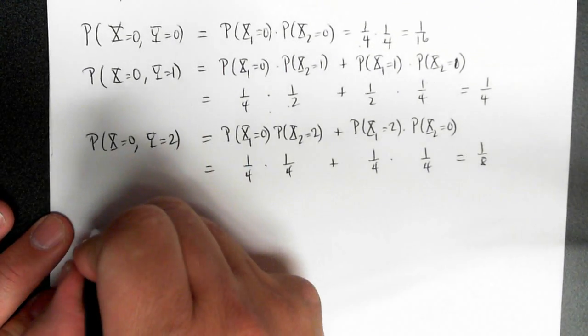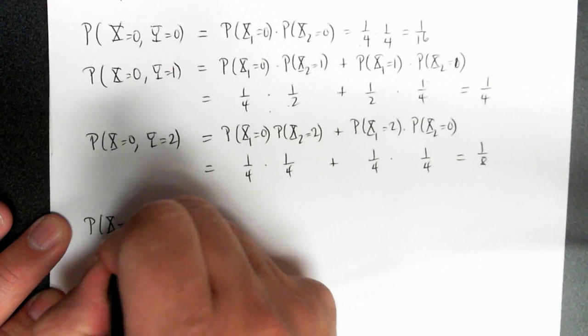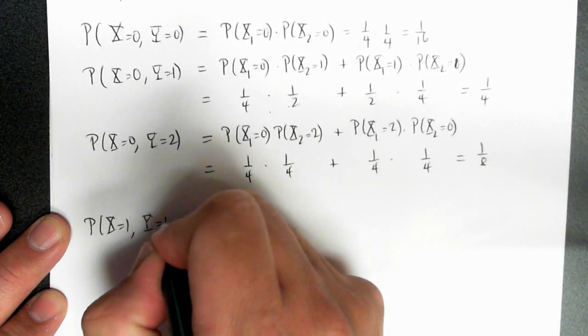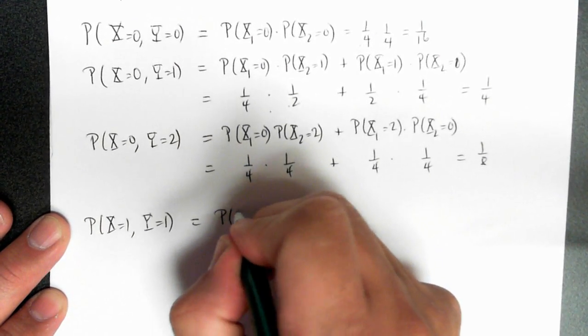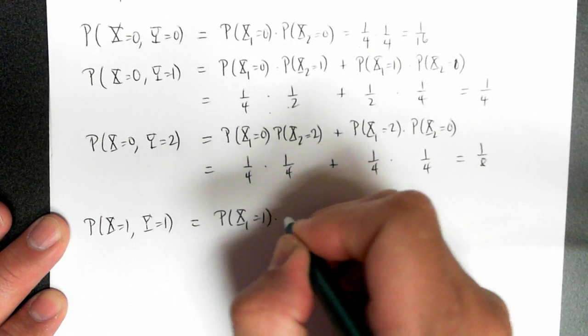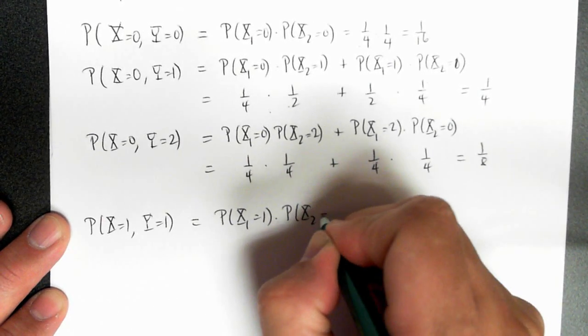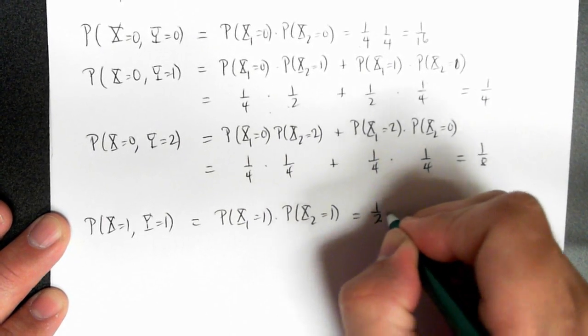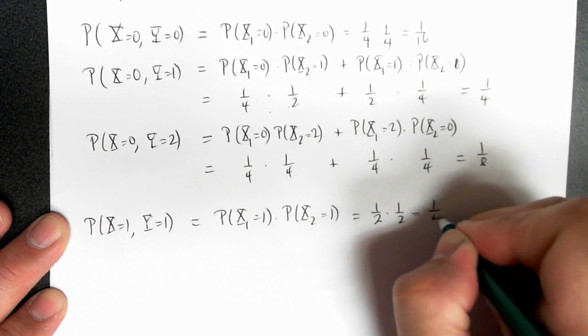Possibility number four is that the minimum is equal to 1 and the maximum is equal to 1, and that happens when there's one head on the penny as well as one head from the quarter. The chance of that happening is a half times a half, which is 1/4.